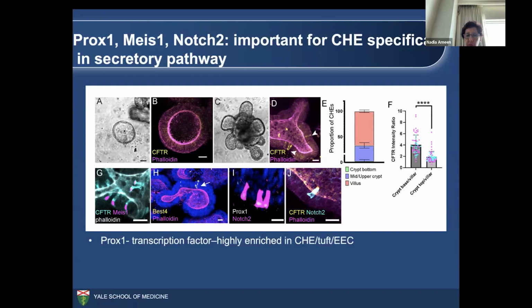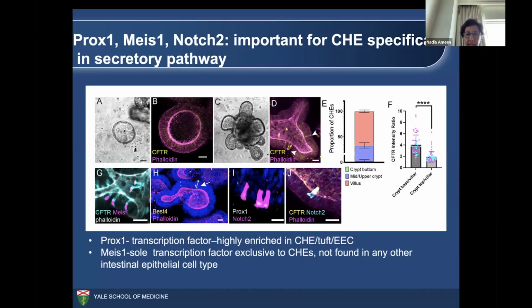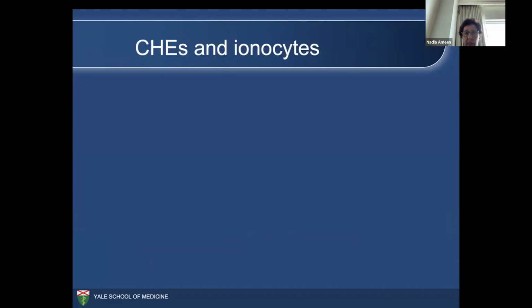So PROX1 is a transcription factor that is highly enriched in that progenitor that is common to Chi cells, tuft cells, and enteroendocrine cells. And MICE1 is the sole transcription factor that's exclusive to Chi cells, but MICE1 is not found in any other intestinal cell type. The BEST4 positive colon cells are PROX1 positive, but they are MICE1 negative. They're not detectable in the BEST4 positive colon cells.